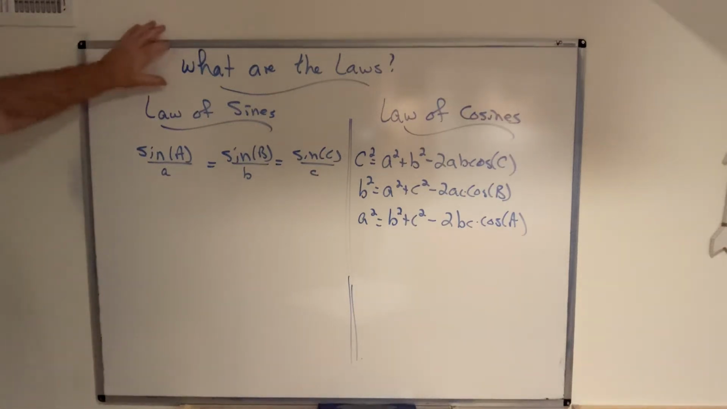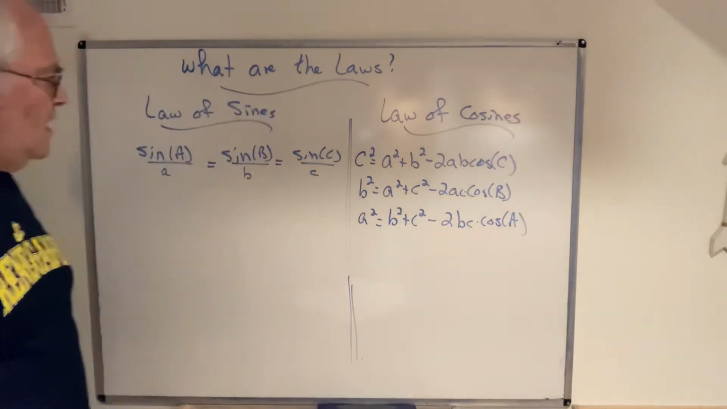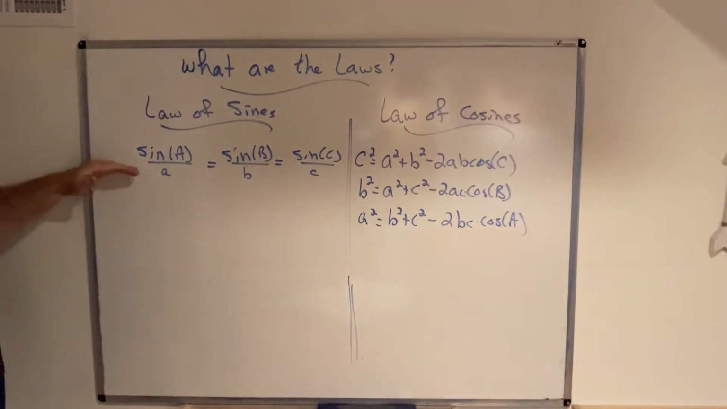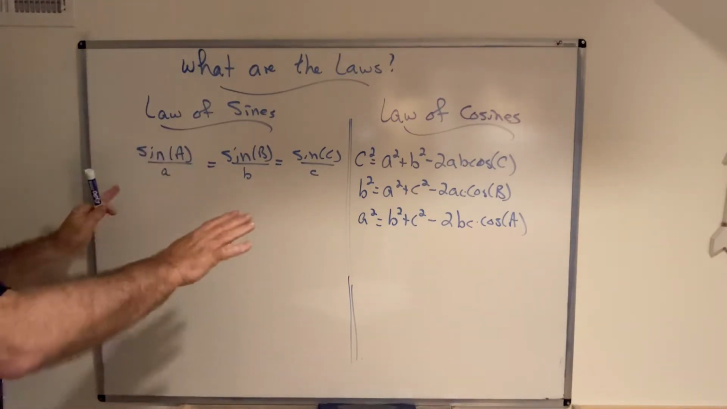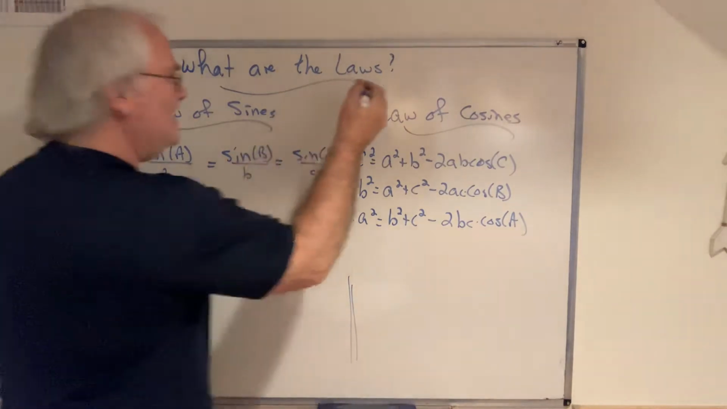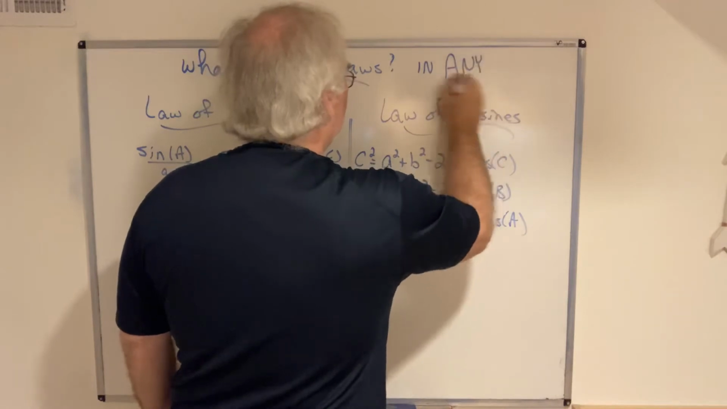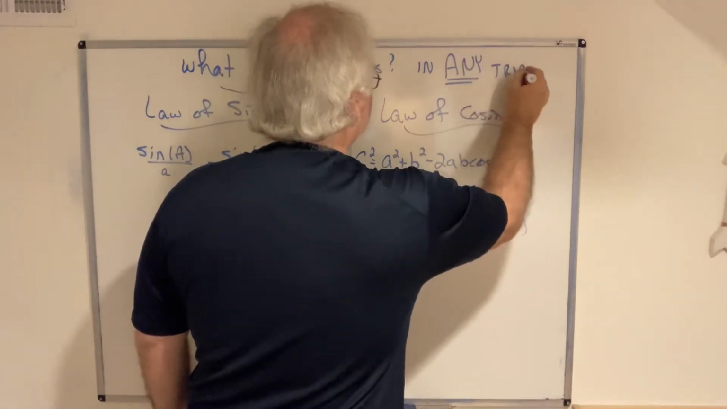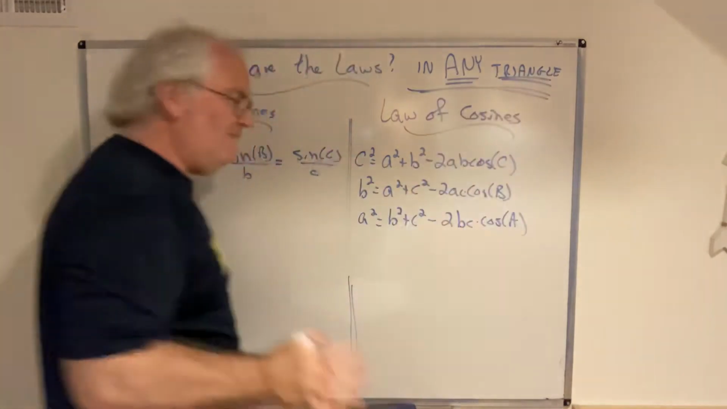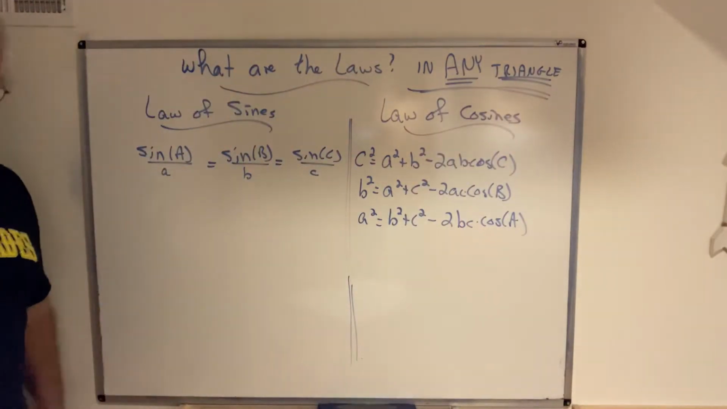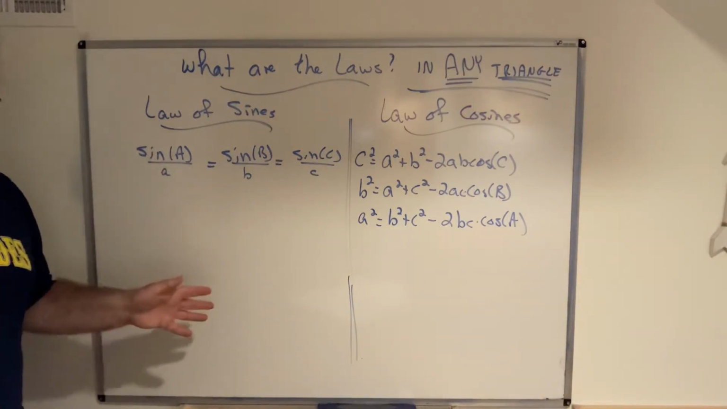So now we're going to talk about just what are the laws, the law of sines and the law of cosines. Here we go. So the law of sines, law of cosines. And the key is this. These laws are true in any triangle. In any triangle, in every triangle you could even conceive of ever drawing, these statements are true.